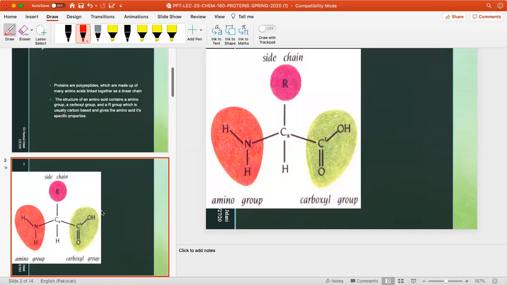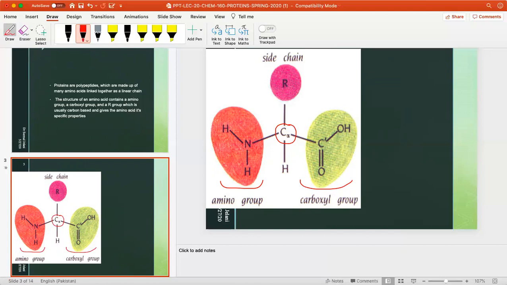Now, if we go to the next slide, this is the structure of an amino acid. The center carbon, this carbon, is a chiral carbon. This chiral carbon has 4 different groups linked to it. Number 1 is the side chain, which is called R. R represents the alkyl groups. This one is the amino group, NH2, and this one is the carboxyl group, that is COOH.